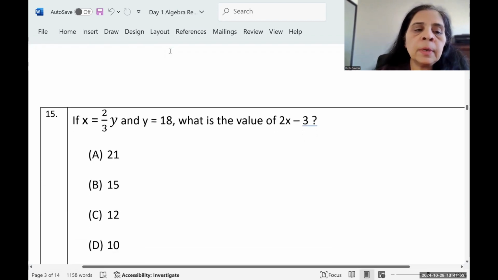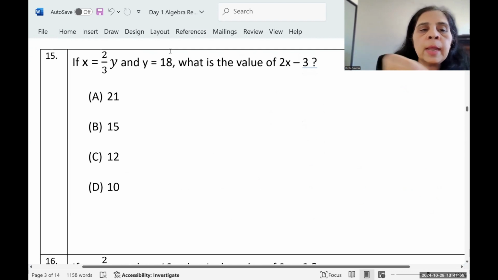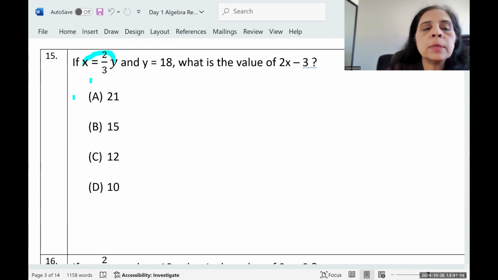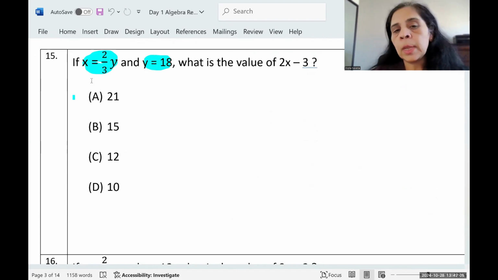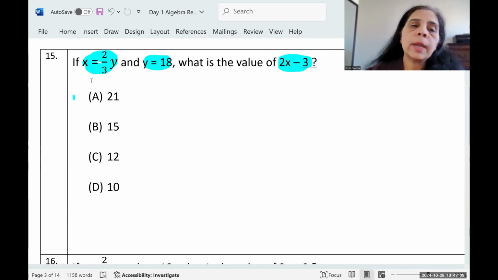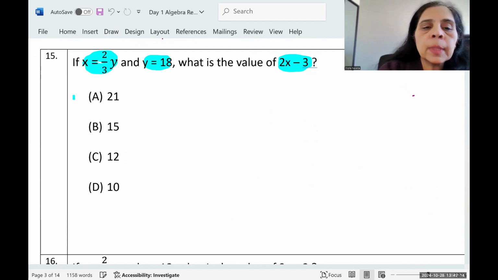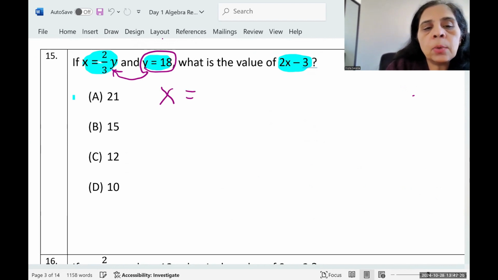All right, number 15. Now what do we have? Again, compare what is given, what is asked. Here we have an equation with two variables. One variable value is given, and we have to find an expression value. Right? So we need to do 3 steps. So we will plug in this value right here. That is the first thing. x equals 2/3 times 18.